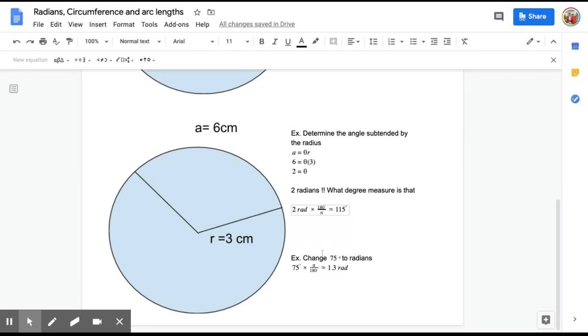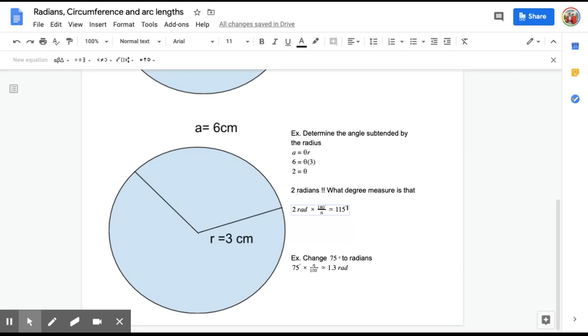We can also change degrees to radians. So if we have 75 degrees and we have to change it to radians, in that case, we would start with the 75 degrees. We would divide by the 180 degrees. That would cancel our degree units. And then when we times by pi, we'll get our radian unit. So in this case, take 75 times by pi, divide by 180, and you'll get 1.3 radians.